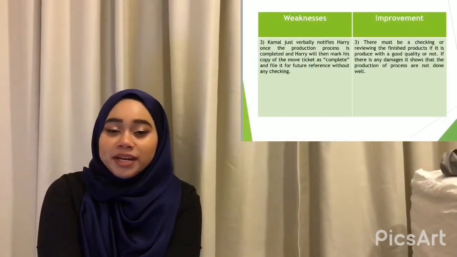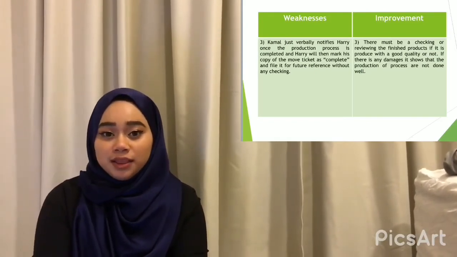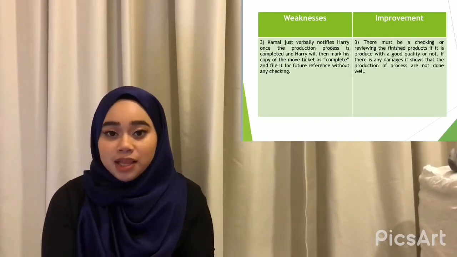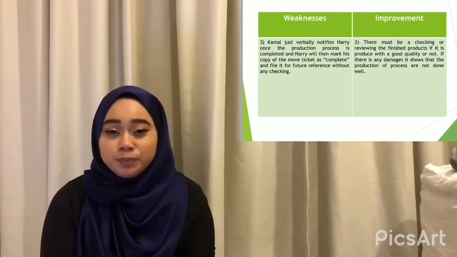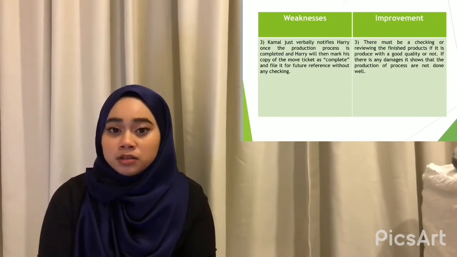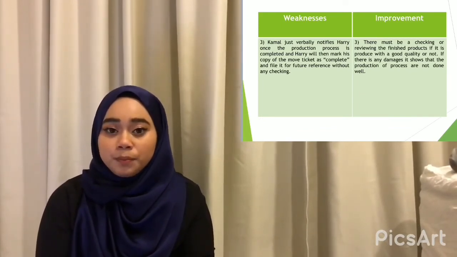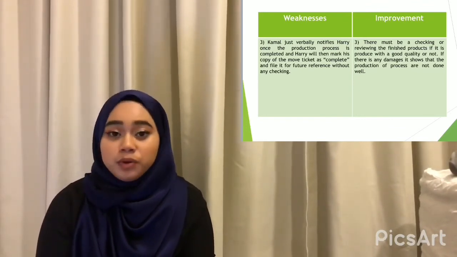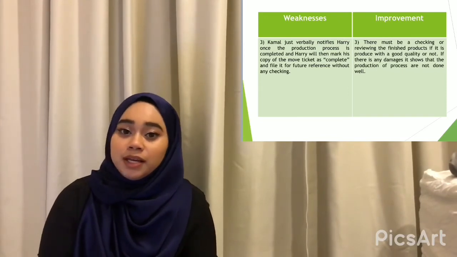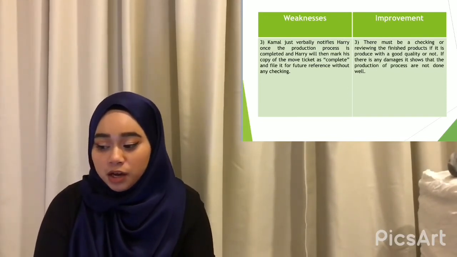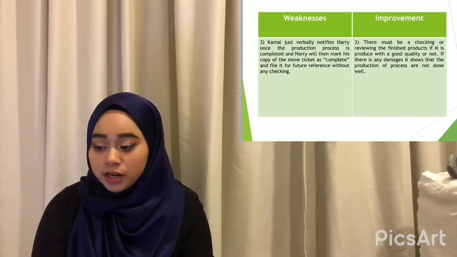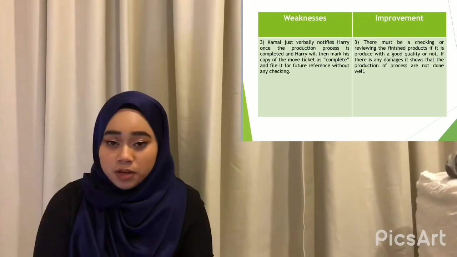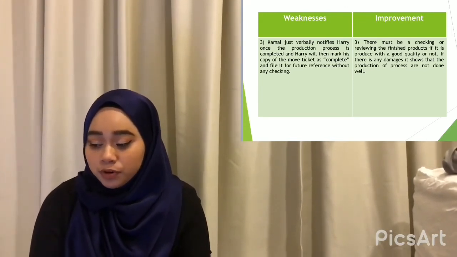So the last weakness in the work center that happens is when Kamal just verbally notifies Harry that he has done the production process, and Harry then marks the production process complete for future reference without any checking. So the improvement that the company should do is there must be a checking or reviewing of the finished product, whether it is produced with good quality or not. If there is any damage, it shows that the production process is not done well.